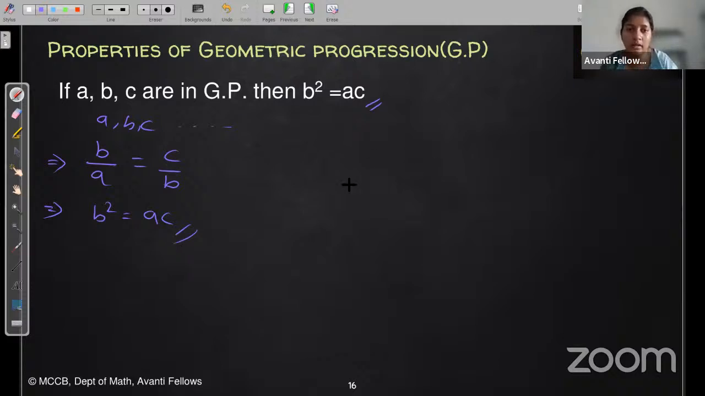We actually call this B the geometric mean between A and C. We'll discuss that in the next classes. Don't worry. Fine. So is this property clear to you all?